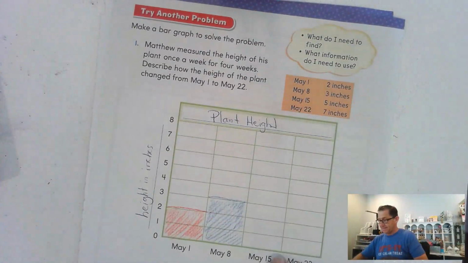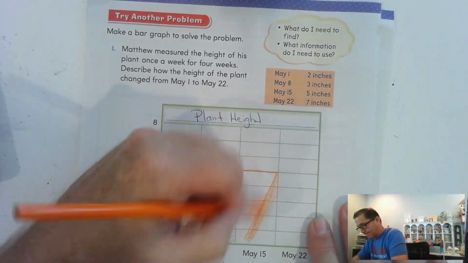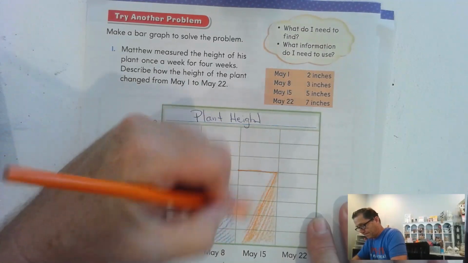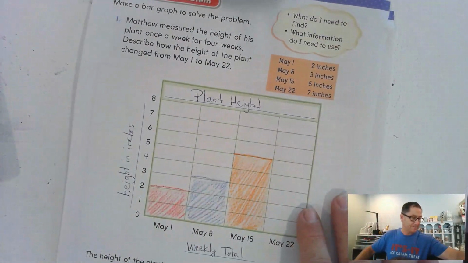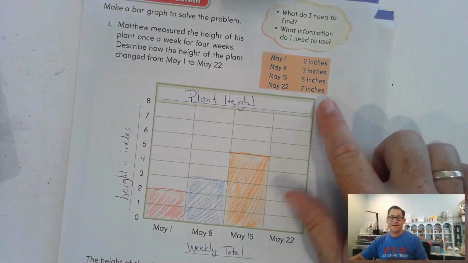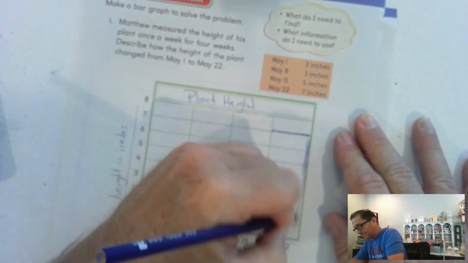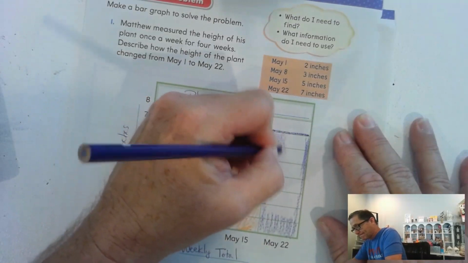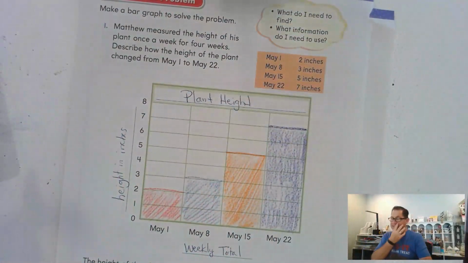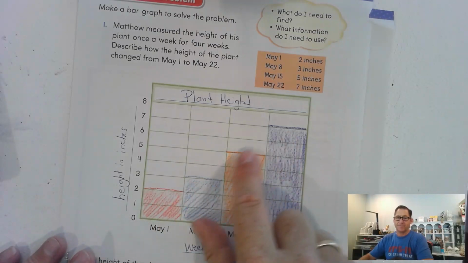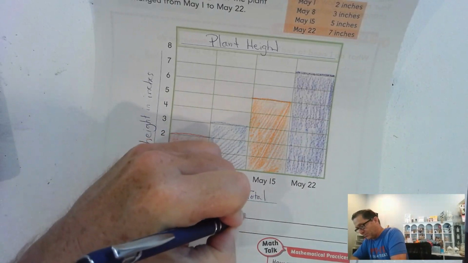All right. May 15th, it went to 5 inches. So find May 15th, find 5, and color that in. All right. And May 22nd, find 7 inches. May 22nd, find 7, go across, and it needs to stop at the 7. All right. So looking at this bar graph, can we see a trend? Each bar is getting higher, right? So each week the plant is increasing. So the height of the plant increases each week.